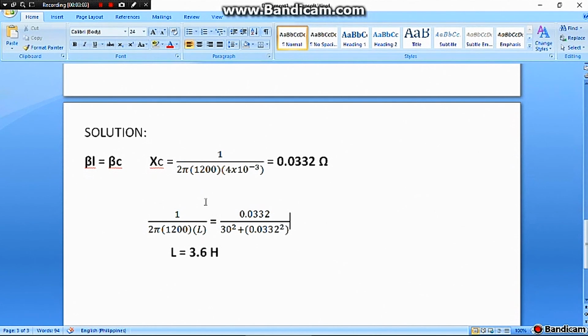And then we will proceed. This one is the inductive susceptance, and this one is the capacitive susceptance. So 1 over 2 pi times 1200 hertz times L, the inductance, is equal to 0.0332 over 30 squared plus 0.0332 squared. Then now we can get the value of the inductance so that the circuit will be resonant.